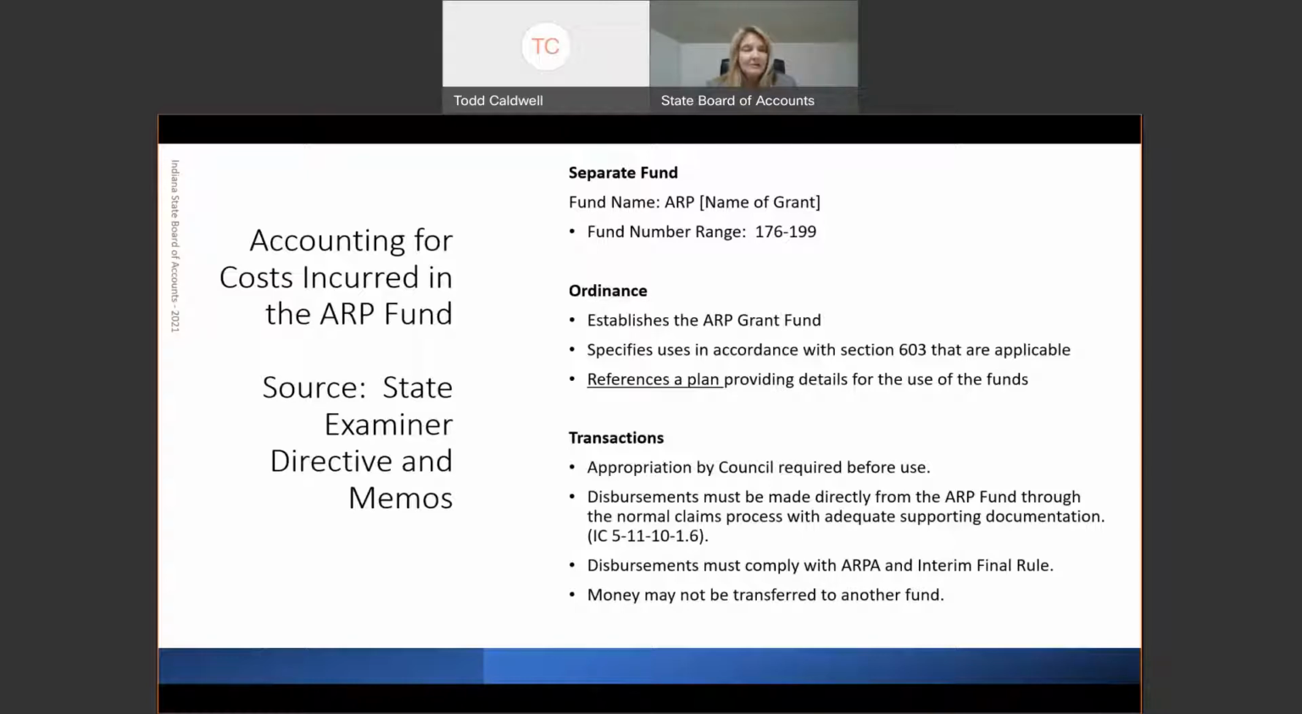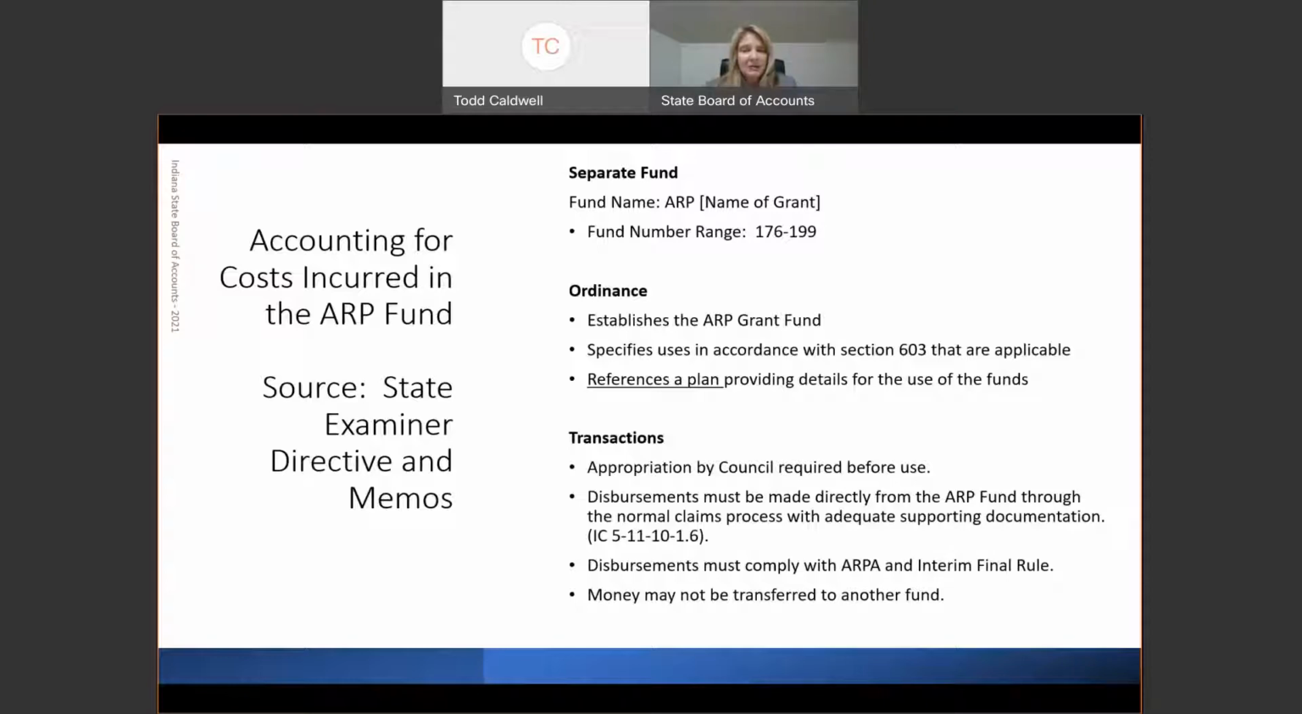Now, some people have asked us if the local plan has to be done at the same time as the ordinance, and it's been our audit position that it does not, but your local plan should be in place before you start spending the money. As far as the transactions are concerned, the money should be appropriated by council before use, and Todd's going to talk about this more in his section. Disbursements do need to be made directly from the ARP fund through the normal claims process with adequate supporting documentation. That's the Indiana Code statute that you follow for all of your disbursements.